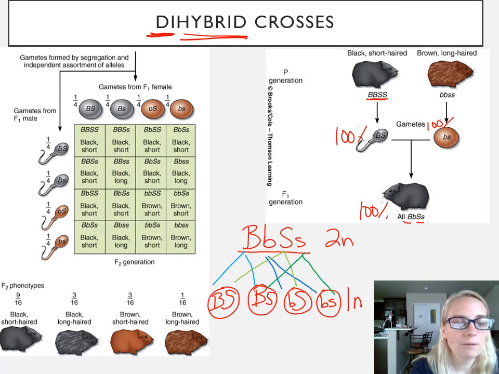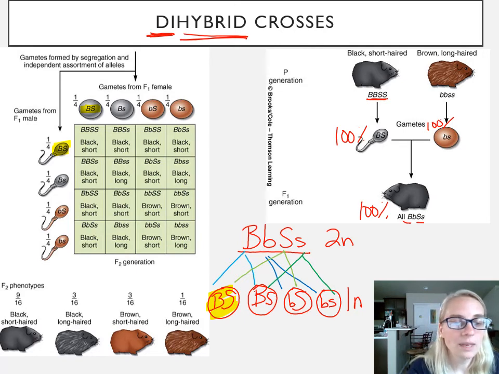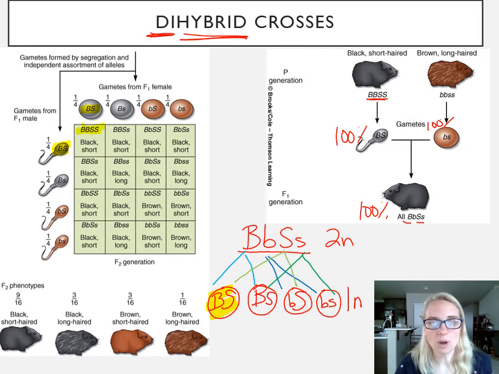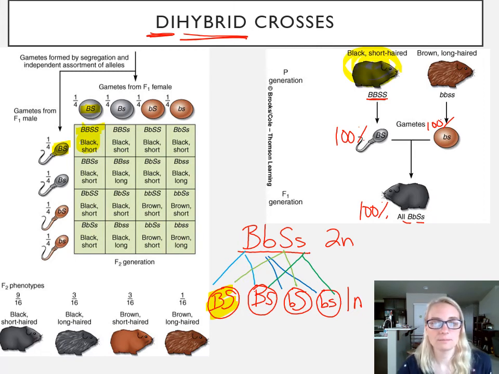So here we have, if the egg is one of these ones, the big B, big S, and the sperm also happens to have that genotype, the big B, big S, we would end up with homozygous dominant for both traits. And if you go back to the key that you wrote down that I had to erase, we would see that big B, big B is black fur and big S is short fur.